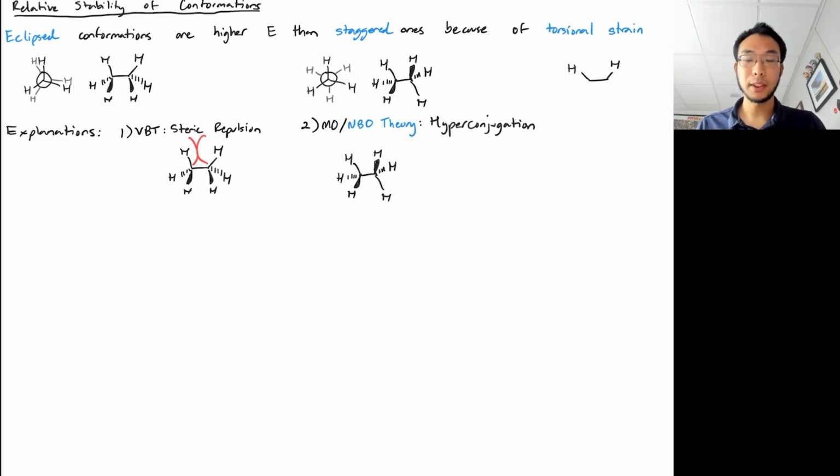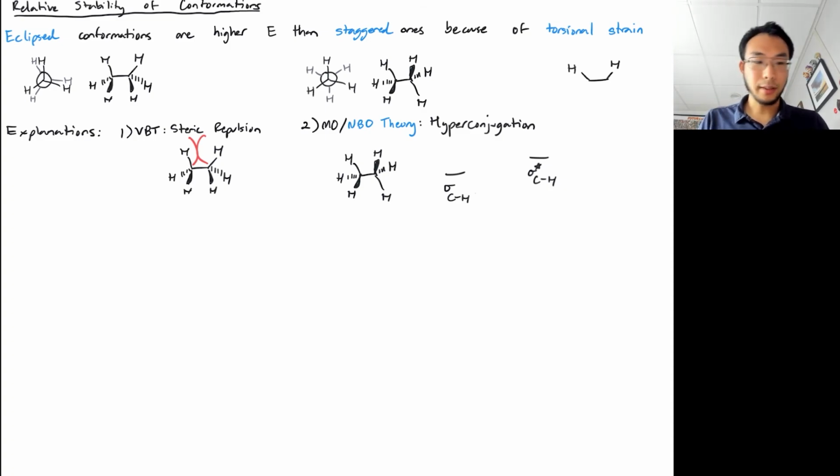The term that we use to describe the explanation here is called hyperconjugation. The word conjugation should make you think of resonance and delocalization. But here, because we don't have any pi bonds, this is a little bit different, and so that's why we have the idea of hyper in front. What's going on is that we are thinking of an interaction between a sigma bond and a sigma anti-bonding orbital.